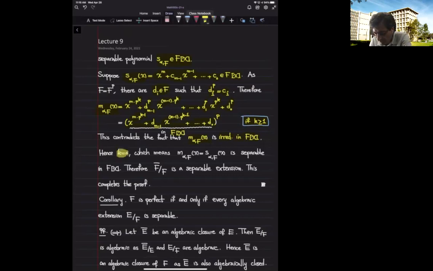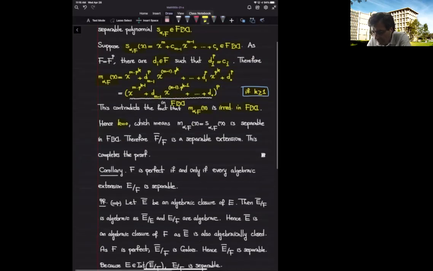So k is 0. That means that the minimal polynomial of alpha over f is this separable polynomial that we had. So it's a separable polynomial, and that's exactly what we wanted to show. This implies that the extension f bar over f is a separable extension. We have already showed that this is also a normal extension. This completes the proof.